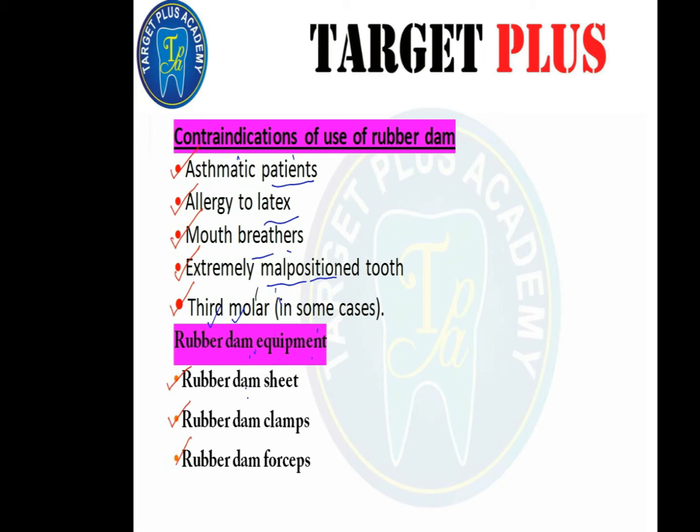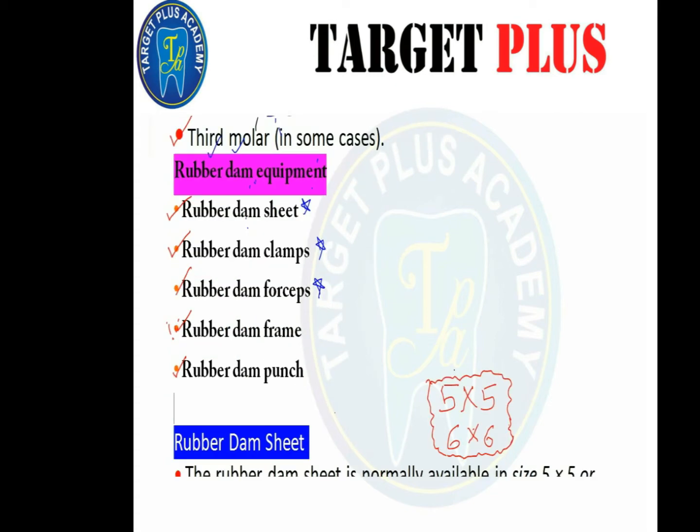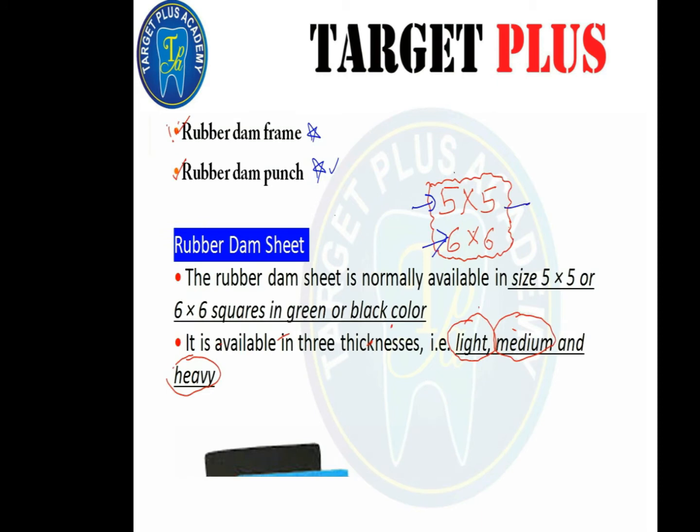So, what does the rubber dam equipment consist of? It consists of sheet, clamp, forceps, frame and the punch. So these are the 5 things. Now let us discuss one by one. First is the rubber dam sheet. It is normally available in the size of 5 by 5 or 6 by 6 inches square, in green or black color.